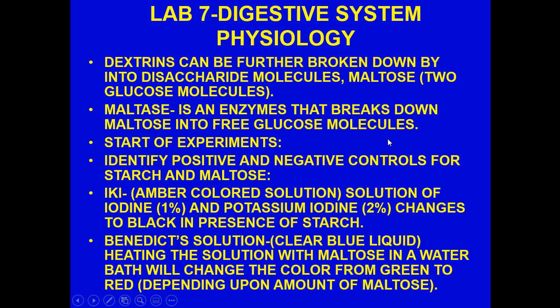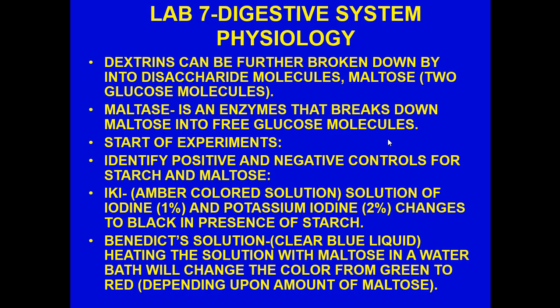Now, dextrins can be further broken down into disaccharide molecules. Maltose is a 2-glucose molecule. In other words, it's a disaccharide. And basically, it's composed of 2 glucoses. Maltase is an enzyme that breaks down maltose into free glucose molecules.